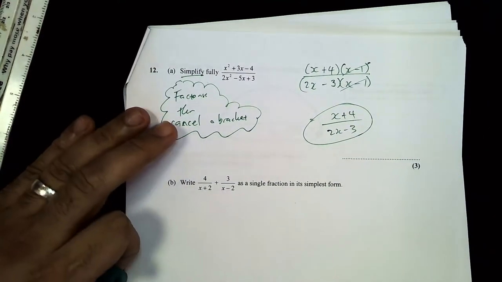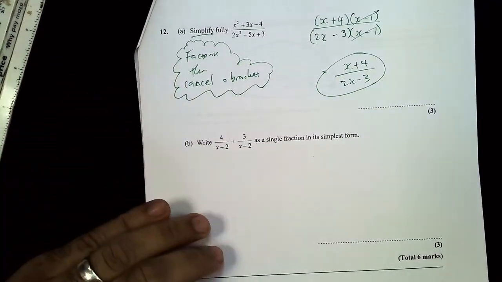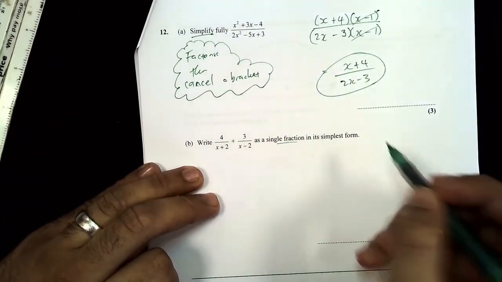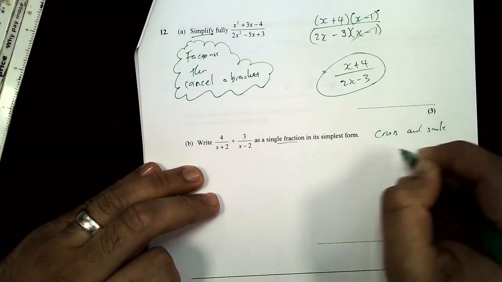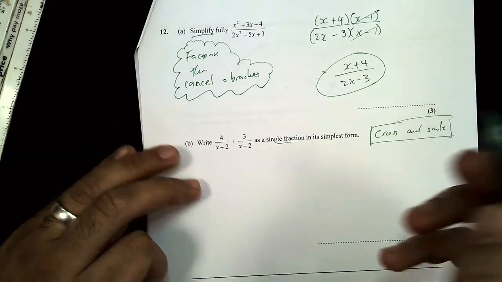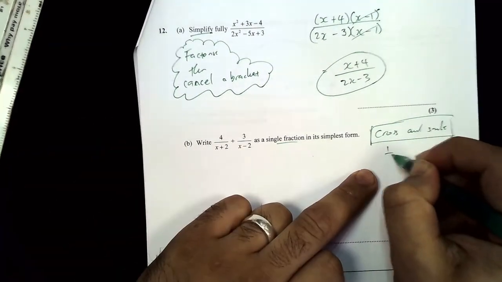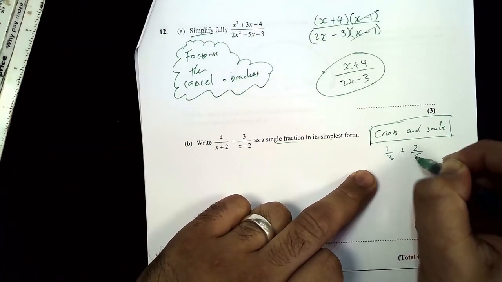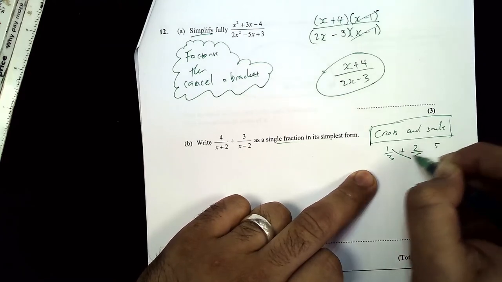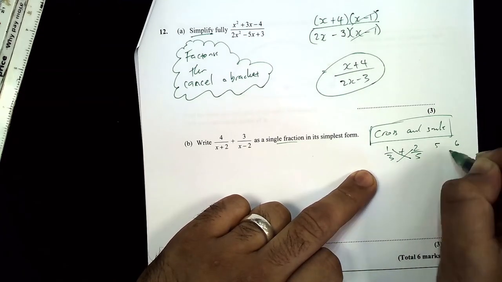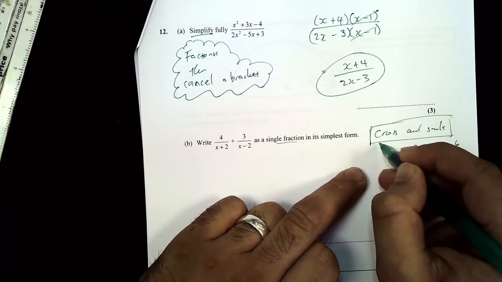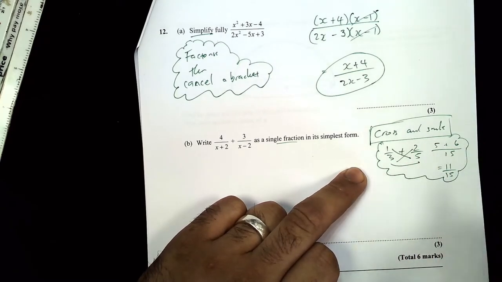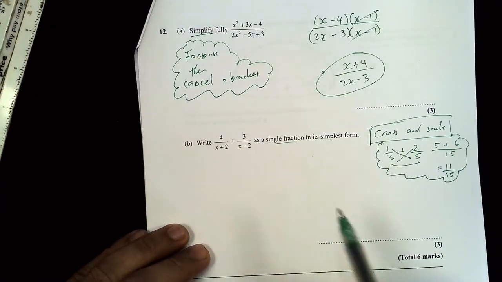Done. Next one, write this as a single fraction in simplest form. So single fraction, this is cross and smile. Just like if you had a fraction with different denominators, like 1/3 add 2/5, you would do that times that, which is 5, and then do that times that, which is 6, and then you'd write an add, and then you do 3 times 5, which is the smile, which is 15. Answer 11 over 15. It's pretty much the same thing. It's got some funky algebra, but it's the same thing.